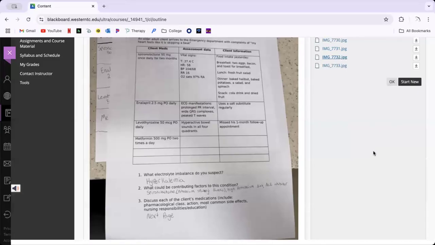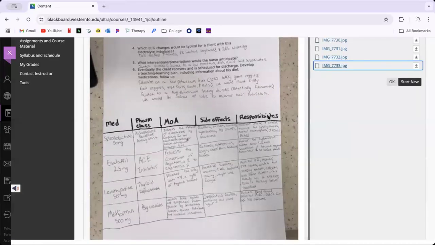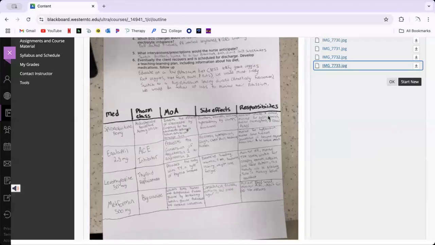Contributing factors we just talked about, medications then. Here we have Austin, tell me about spironolactone. Potassium sparing diuretic. Blocks aldosterone receptors in the kidneys to increase sodium excretion. Side effects are dizziness, nausea, vomiting, diarrhea, abdominal pain. For teaching, take as directed, avoid salt substitutes on it. Monitor urine output. Good. And they just started taking this, right? Two months ago, so just started taking it.